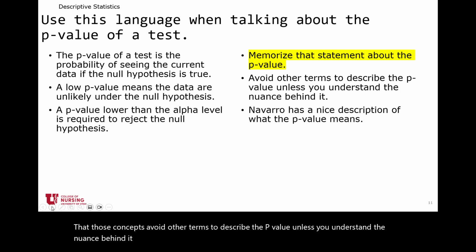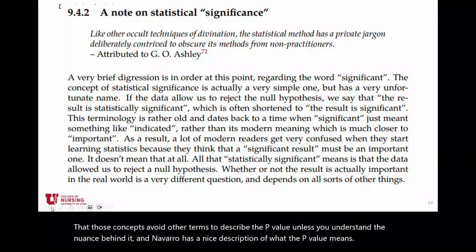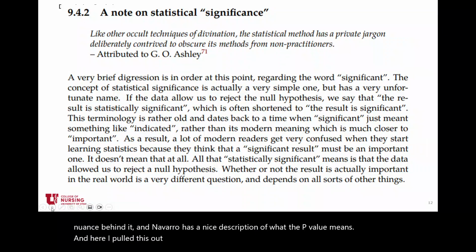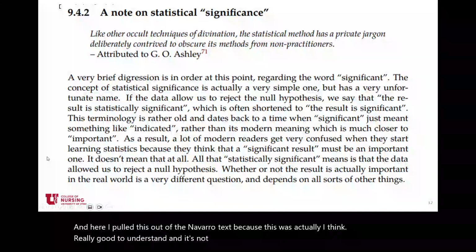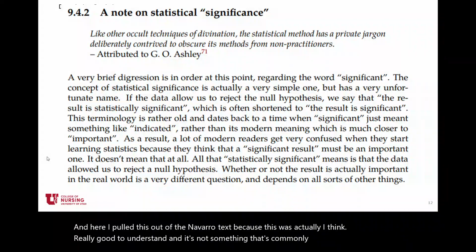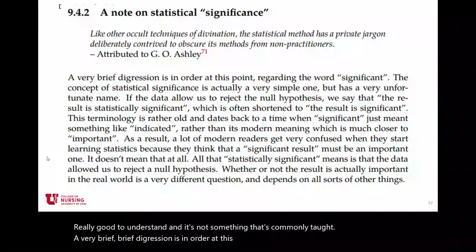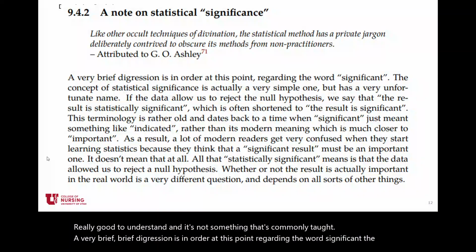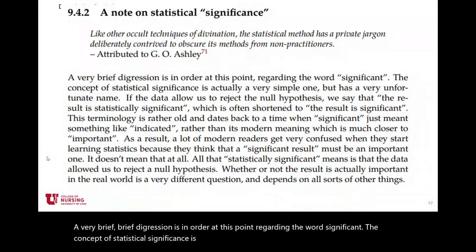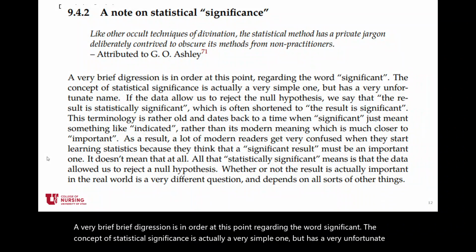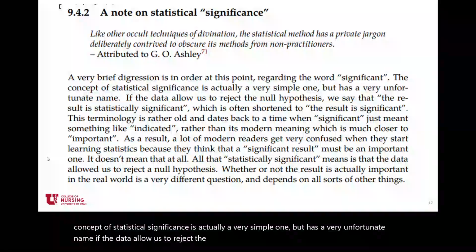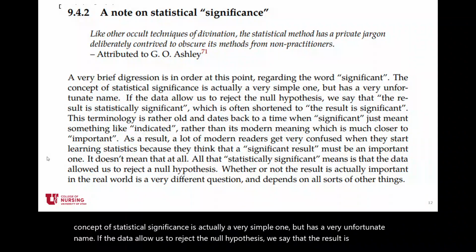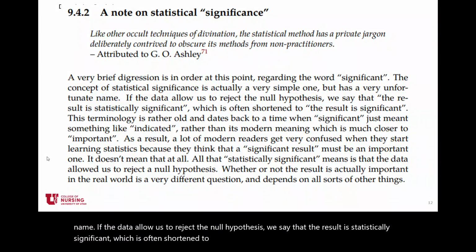Navarro has a nice description of what the p-value means. I pulled this out of the Navarro text because I think it's really good to understand, and it's not something that's commonly taught. A very brief digression is in order at this point regarding the word significant. The concept of statistical significance is actually a very simple one, but has a very unfortunate name. If the data allow us to reject the null hypothesis, we say that the result is statistically significant, which is often shortened to the result is significant.